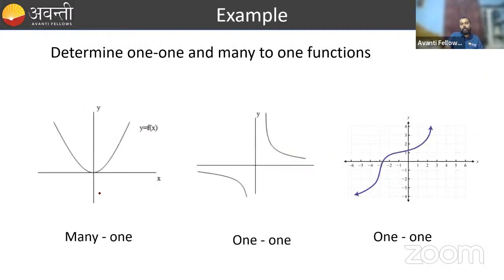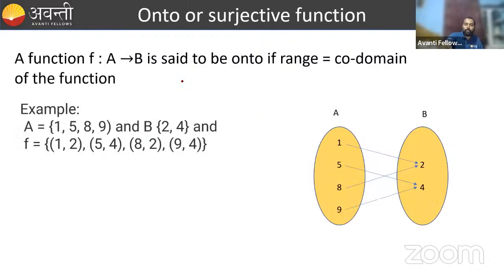It is many-one, already we have discussed. It is one-one. It is one-one. If we draw a horizontal line, it intersects the given graph at a single point. It is also one-one. Clear? This is the horizontal line test of a one-one function.